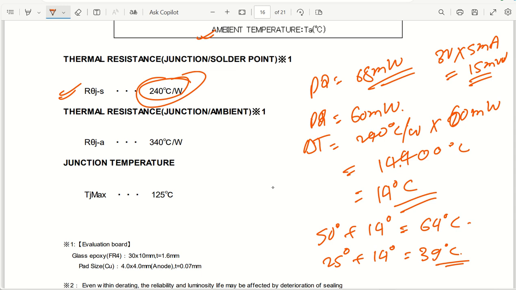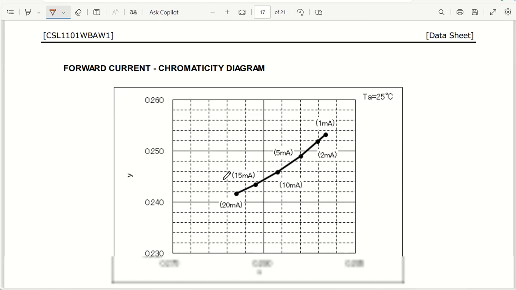Junction to ambient thermal resistance is in the same way 340 degrees centigrade per watt, and the junction temperature can take up to a maximum of 125 degrees centigrade. If you want the temperature difference between junction and ambient, you can calculate it the same way. That will be 340 times the total power dissipation. So this was very important for your design purposes.